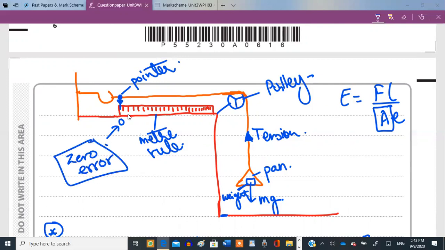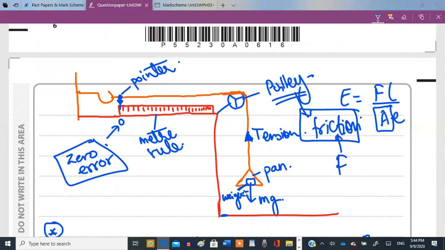Zero error, right? Why a zero error? Because what if this pointer is slightly in front of the zero mark? Then the point where it will go will not be the point of extension. Or there could be, okay, this pulley over here, it might not be lubricated. It might have friction. So the friction in the pulley might not give an accurate value for the force over here, meaning the weight, okay?